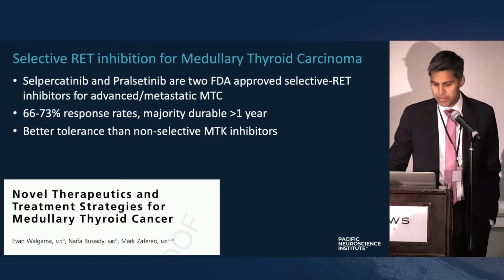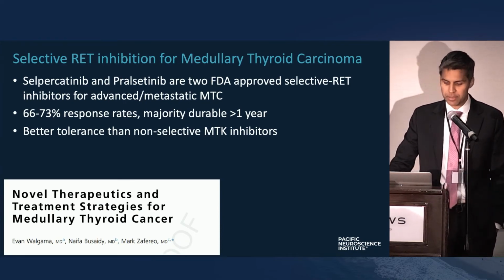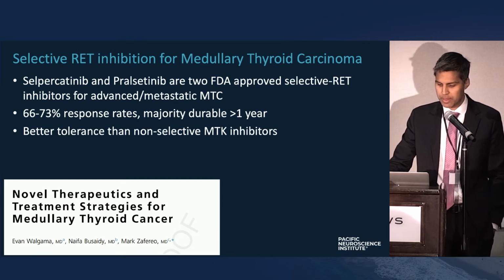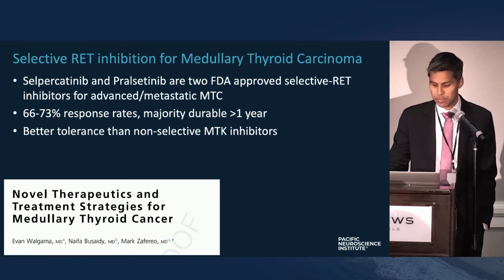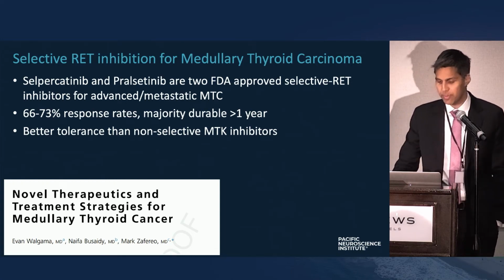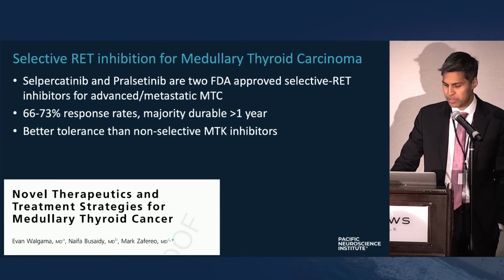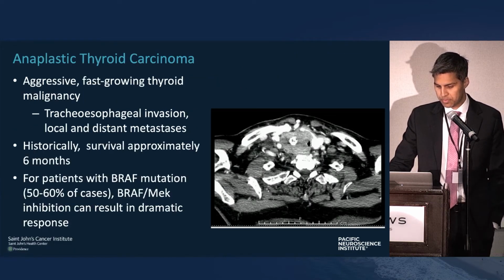For selective RET inhibition, there are two drugs that have been FDA approved, selpercatinib and pralsetinib, both selective RET inhibitors. They have pretty good response rates. Two-thirds to three-quarters of patients will have a response, and the majority of them are durable, somewhere around 80% in the trials that have been published. And these super selective inhibitors are better tolerated than the non-selective multi-target kinase inhibitors.